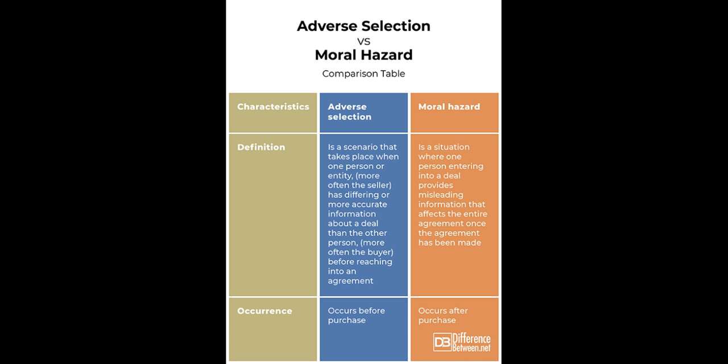In insurance markets, moral hazard occurs when the behavior of the insured party changes in a way that raises costs for the insurer, since the insured party no longer bears the full costs of that behavior.